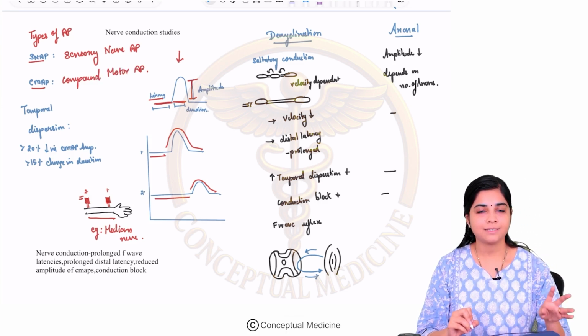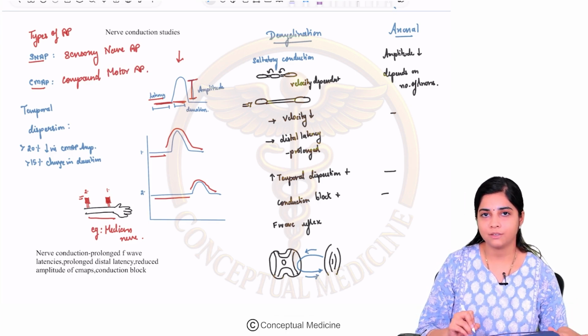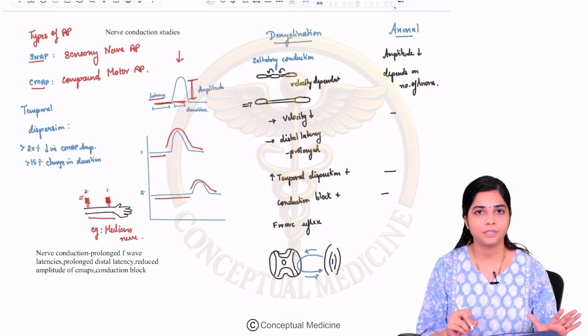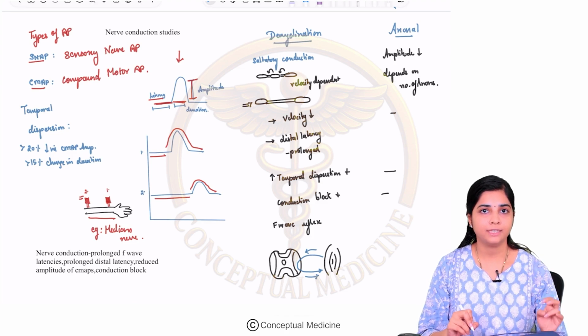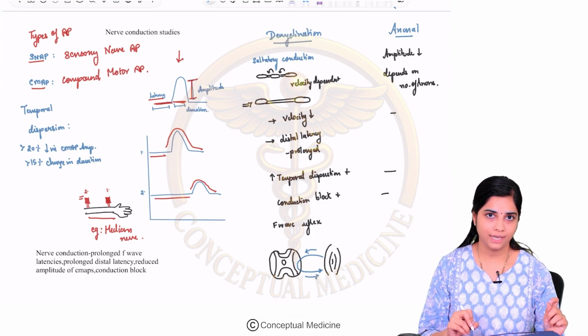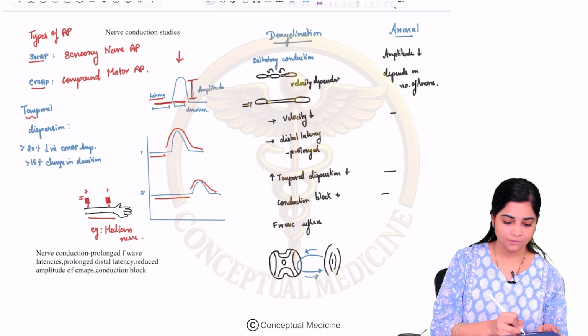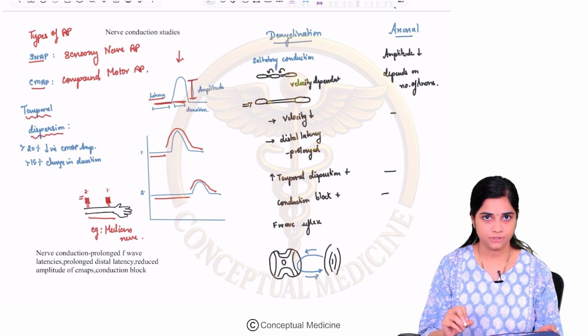Okay? So basically you get impulses from both the motor component of the nerve as well as the sensory component of the nerve, right? So you get the action potentials called SNAP and CMAP. SNAP is your sensory nerve action potential, CMAP is your compound motor action potential. Then you should understand what is this temporal dispersion. What is this temporal dispersion?